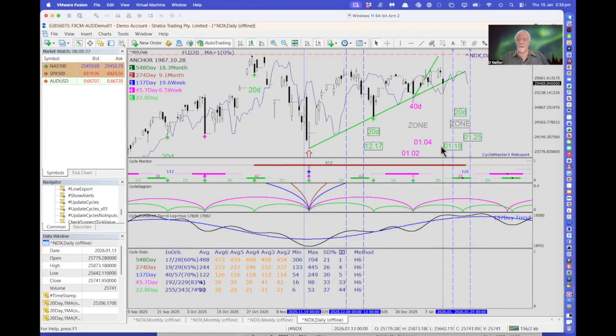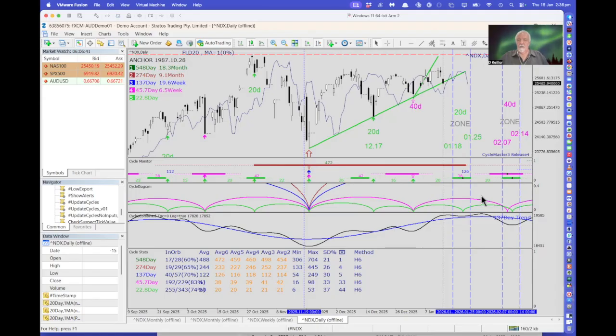So I've just readjusted the location of some of the labels. And of course we have another 40-day zone. If I remember correctly, these time zones for the 20-day low and the 40-day low seem to be very similar, if not exactly the same as the S&P in the previous video.